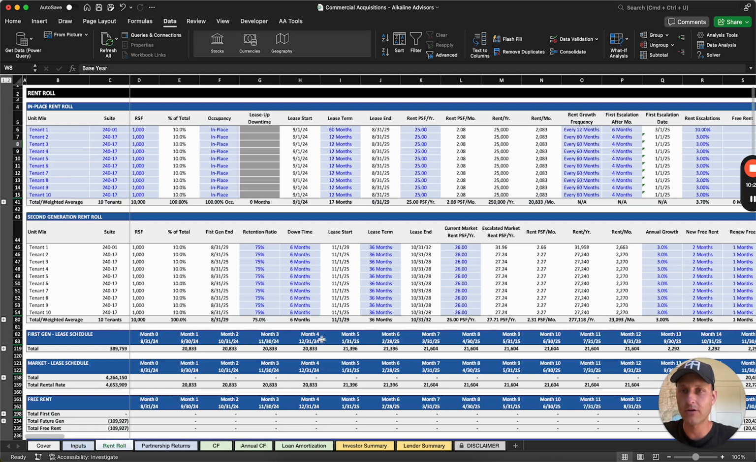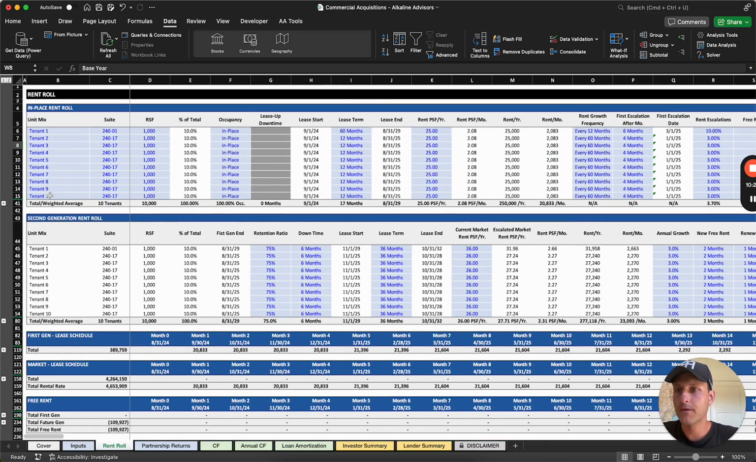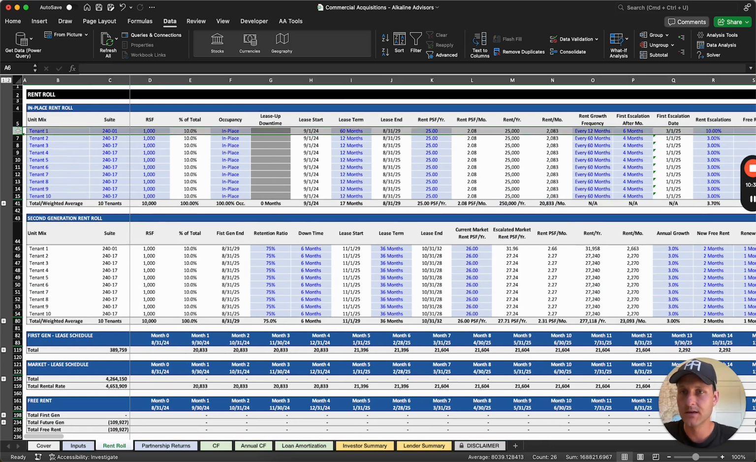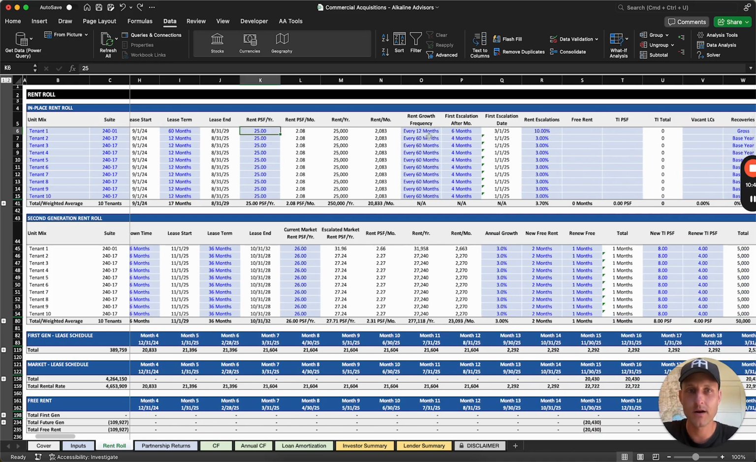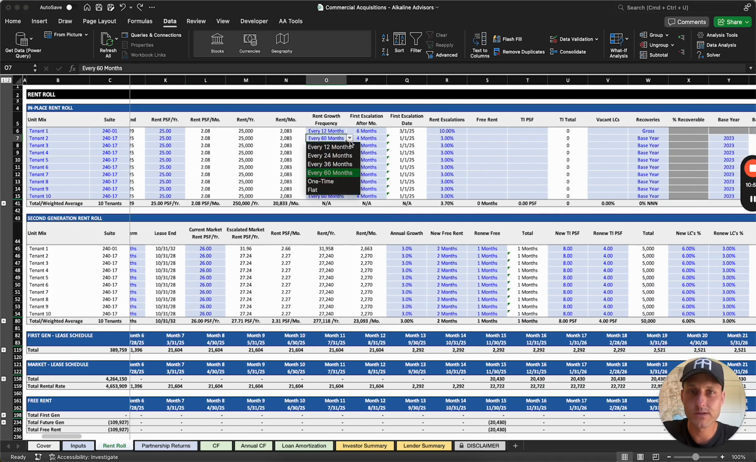Then let's hop to the rent roll tab. On the rent roll tab, you'll see we have individual tenant assumptions. Each row is its own tenant, and you can load it up accordingly. So the type of tenant, the suite, the square footage, is that tenant currently in place or is that suite vacant? If it's vacant, what is the lease up downtime? What's the lease term? What's the rent per square foot per year? What's the rent growth frequency? Are we growing every 12 months, 24, 36, 60? Is it one-time growth? Is there no growth?